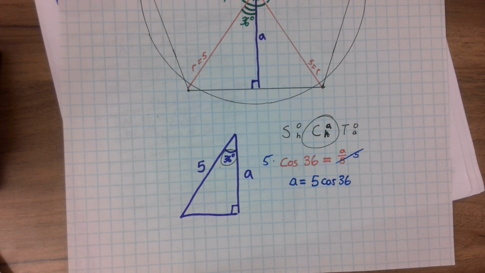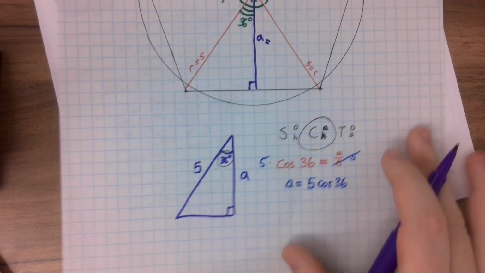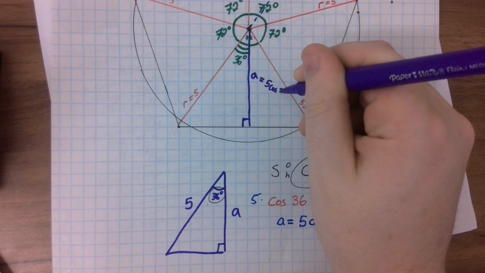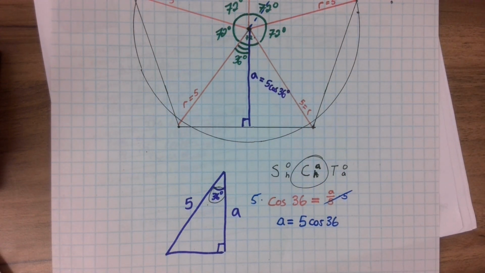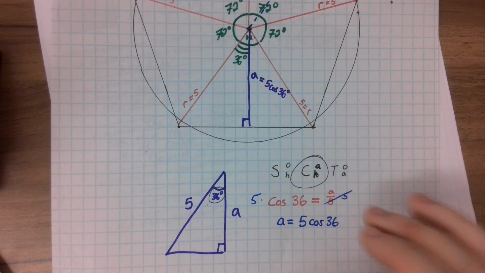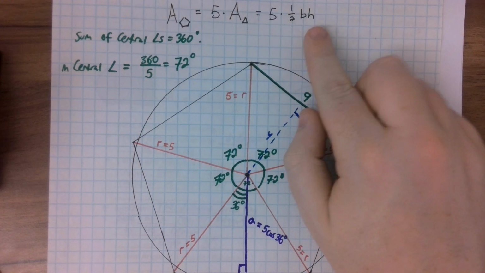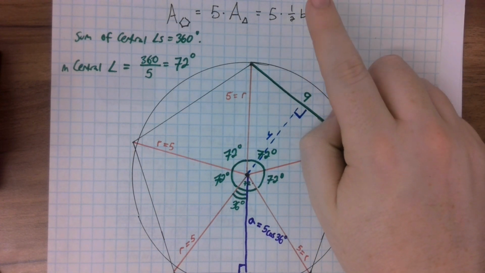That's one piece to our puzzle. Our apothem, I mean, we could calculate this out as a decimal, but I don't want to round anything just yet, is 5 cosine of 36 degrees. Lovely. What we've just found is the height part of our area formula. There's only one thing left that we need to find, and that's the base.